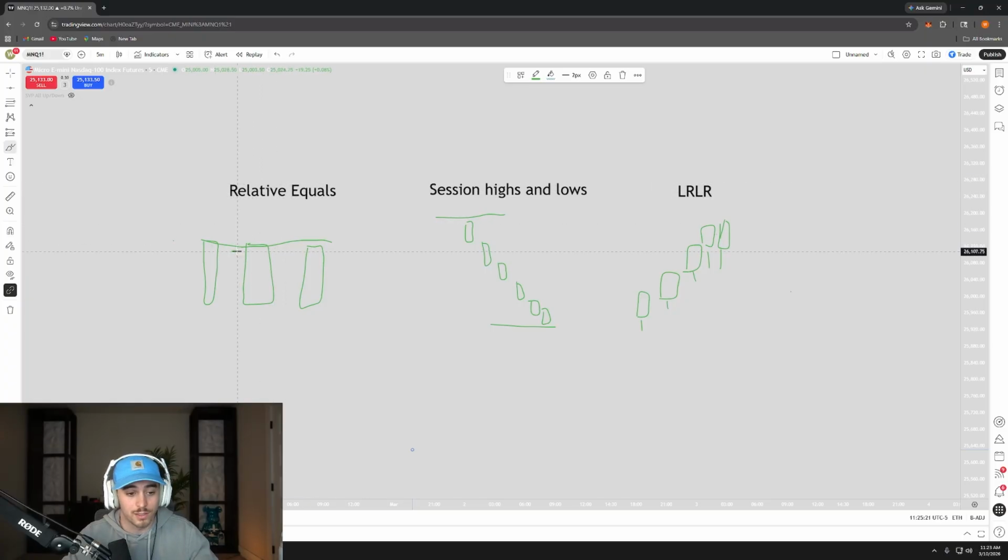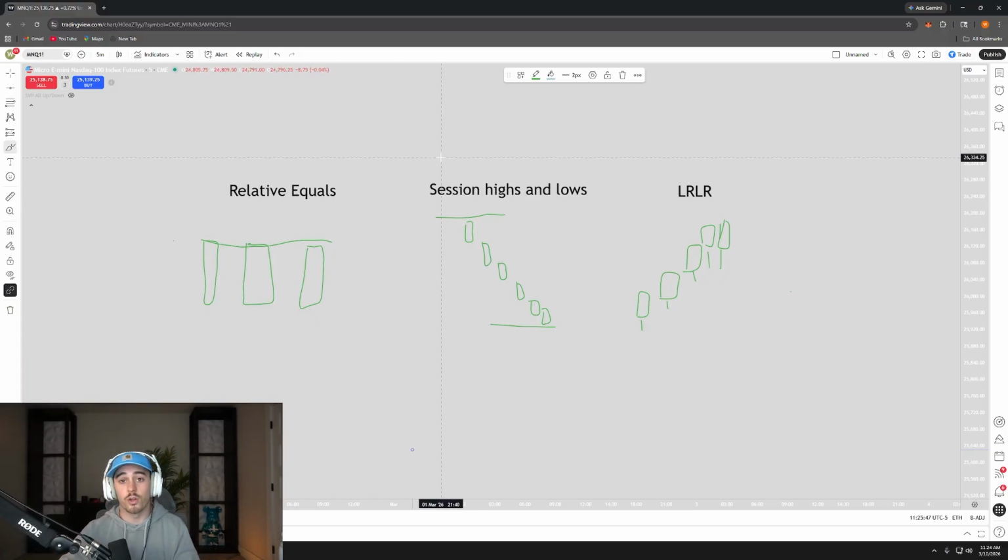Relative equals is basically what it sounds like. You have relative equal highs or relative equal lows. It's when multiple candles, either their wicks, or if one of them has a wick and one of them doesn't, are lined up relatively equal. That's going to be an extremely strong draw on liquidity, because think about it. How many people are going to have their stops right at that relative equal? That is going to be a key place that the market is going to want to move to, to try to stop a bunch of people out of their positions.